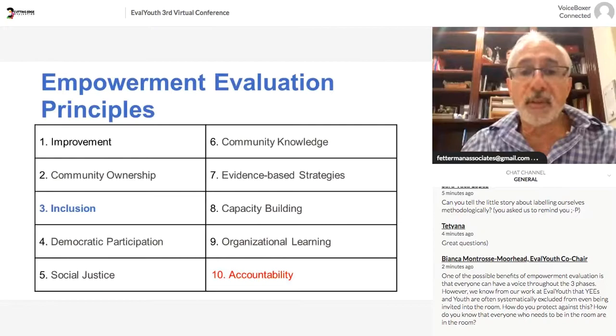These are some of the principles you can look at. We have a whole book on this, but I just want to emphasize that it's aimed towards improvement, community ownership, inclusion. Inclusion is important. Let me just tell you, I've got a couple seconds.